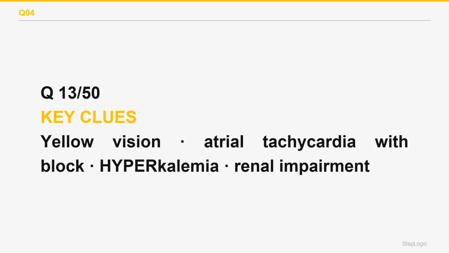Digoxin inhibits the sodium-potassium ATPase, and in severe toxicity, that inhibition drives potassium out of cells, producing hyperkalemia, which itself predicts mortality. Definitive treatment is digoxin-specific antibody fragments, which bind the drug and are excreted renally, reversing both the arrhythmia and the hyperkalemia. Digoxin has a very large volume of distribution, being extensively tissue-bound, so it is not effectively removed by dialysis, which is why choice D fails despite seeming reasonable in renal impairment.